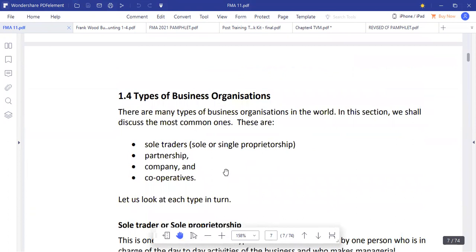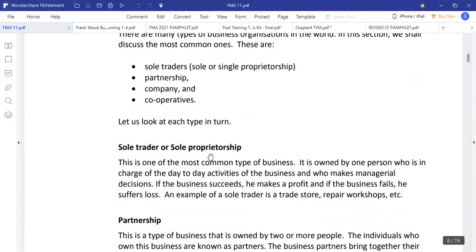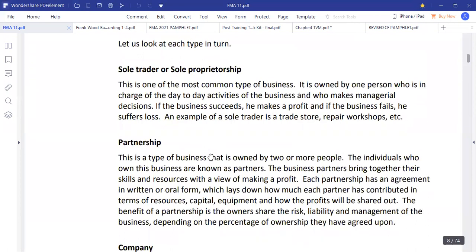We have the following types of businesses in which these transactions will occur. We have what is called a sole proprietorship or sole traders. We have what we call a partnership. We have what we call companies and cooperatives. Each one of these is examinable. You need to understand or know one or two things about them.